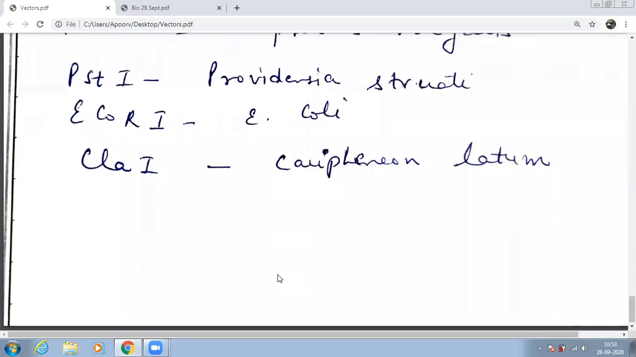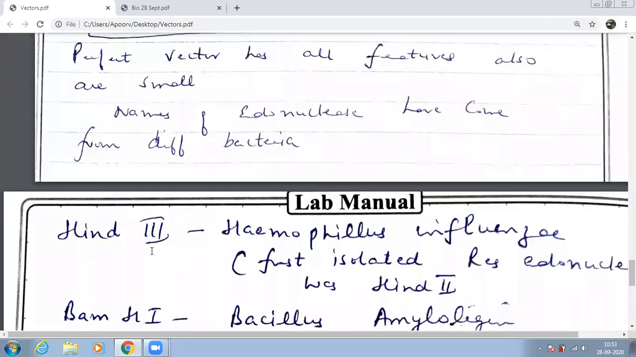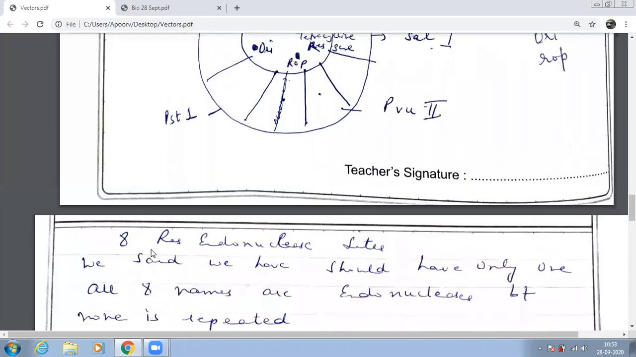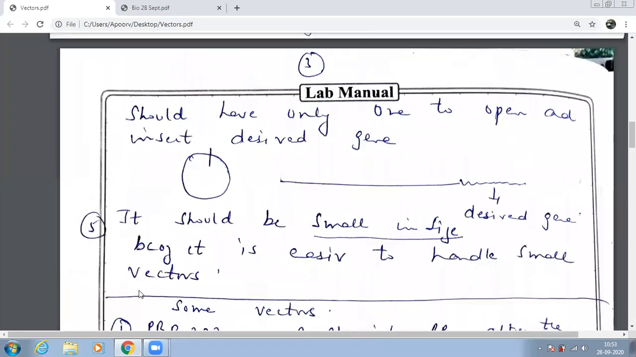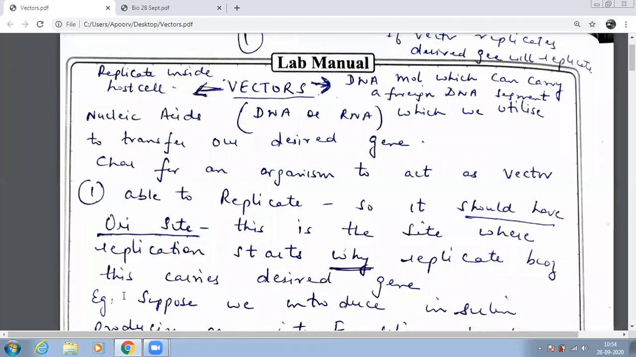It is PvuII, I told you, Proteus vulgaris. Okay, now you don't have to learn this. Again, I'm telling you, there is no need to learn the name of the bacteria from where it is extracted. Very quickly, I'm going to revise this, then I'll share my next screen with you.